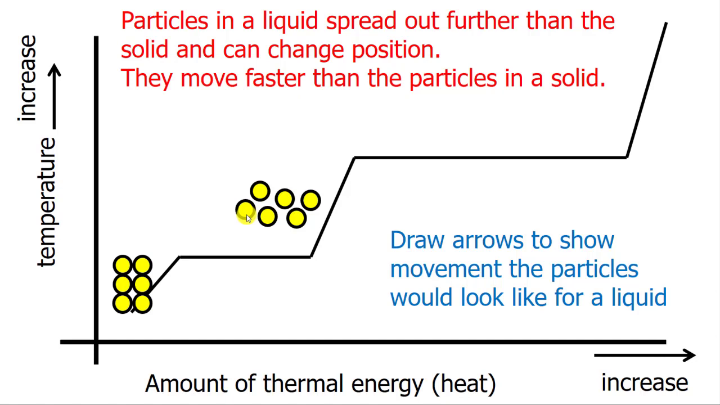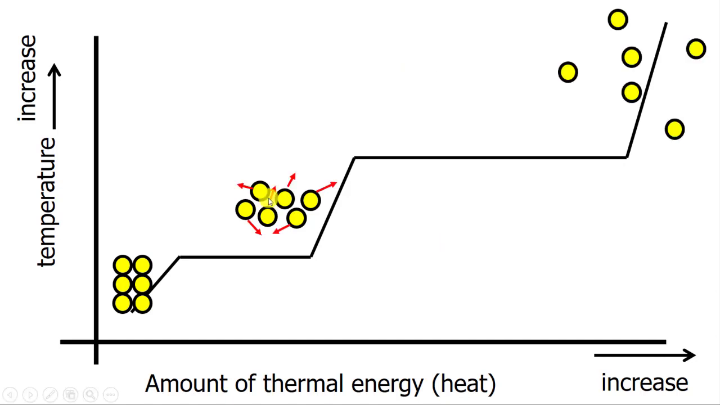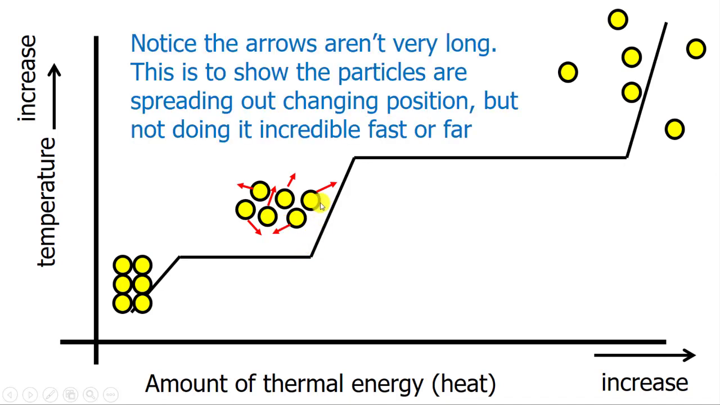We're going to draw arrows to show the movement that the particles would look like for a liquid. So we would draw something that looks like this. And we should have some sort of container potentially, and the particles in the liquid are going to stay in that container. Notice that the arrows are not very long. That's to represent that the particles are spreading out, they're changing position, but they're not doing it really, really fast. They're not going really, really far. Compared to the gas, they're not moving nearly as fast, they're not moving away from each other nearly as far.